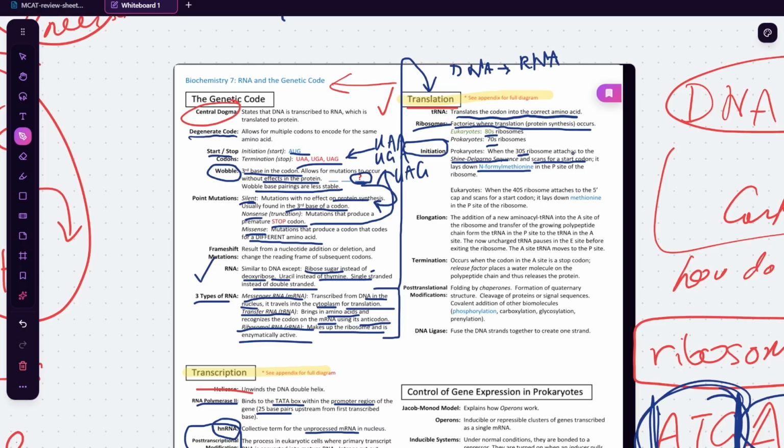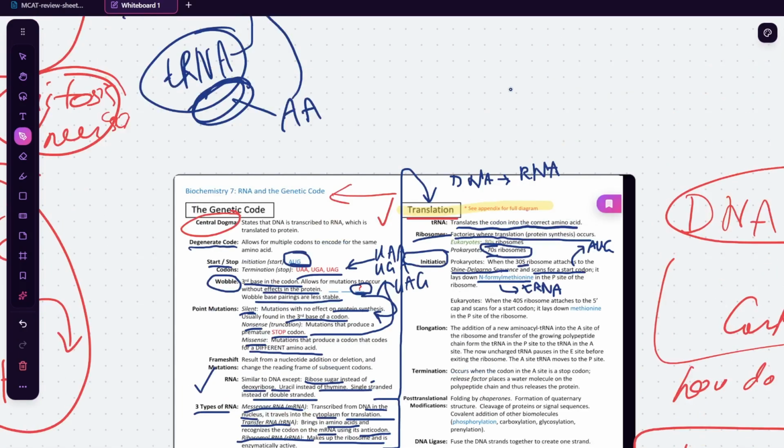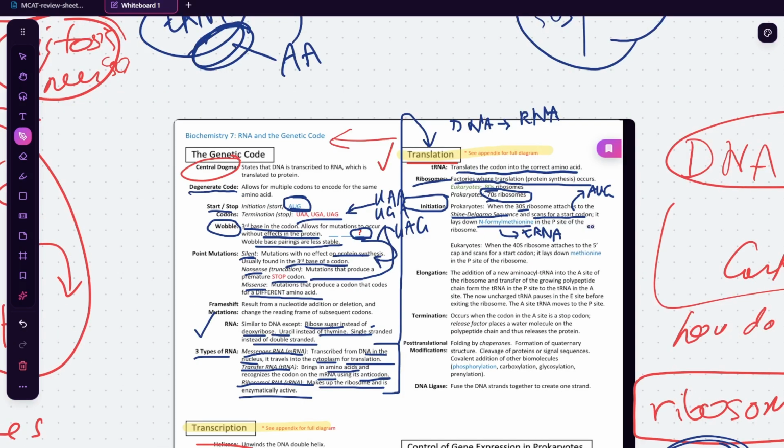So what it needs to find is the start codon. Remember, the start codon is AUG. So it's looking for that code. And it attaches, and a special tRNA carrying this would dock in the P site. And then the large subunit, 50S, attaches. Remember, prokaryotes total have 70S, so they have a 30S subunit and then the 50S subunit attaches, completing the ribosome.